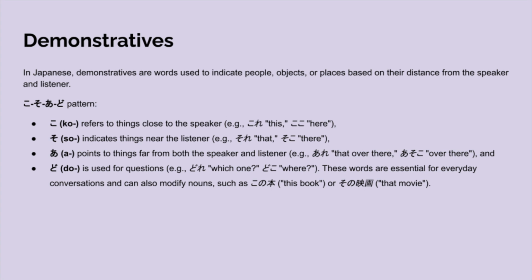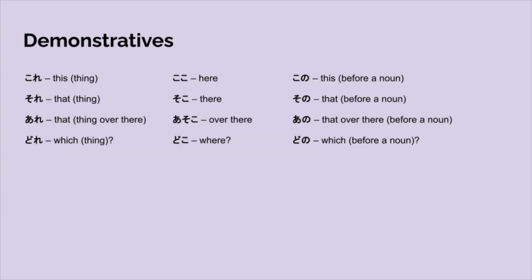Then the last one is do, and same thing with the others, dore and doko. Those are used for questions, which we will also go over today. We're going over making and answering questions too. Ko is close to you, so is close to the listener, a is far away from both of you, it's all the way over there, and do is used for questions. Alright, so here's a little list. They're going by the exact same pattern of ko, so, a, and do.